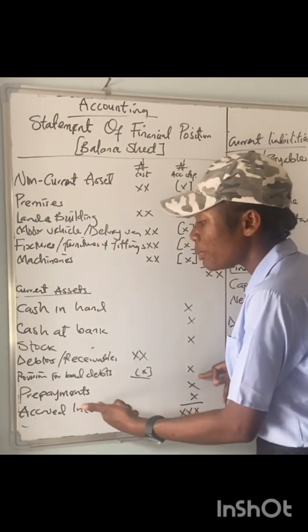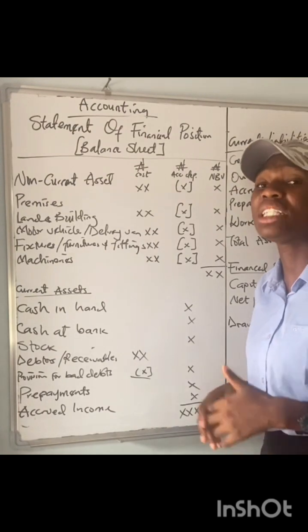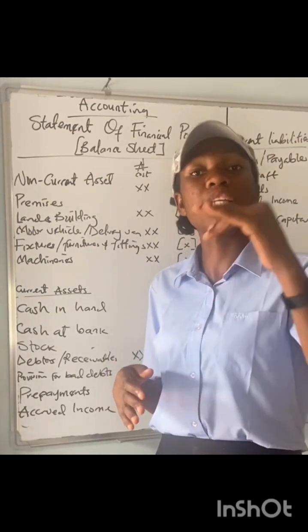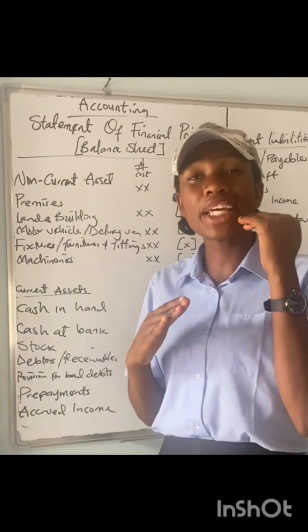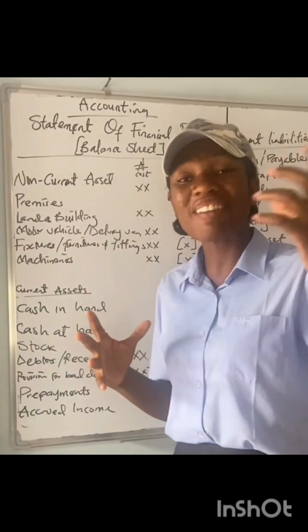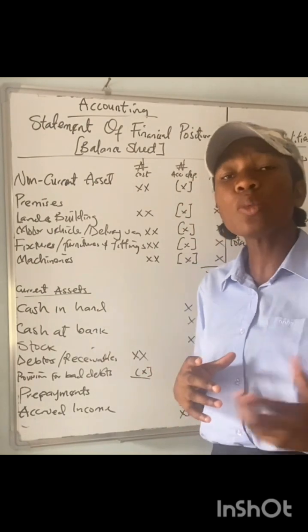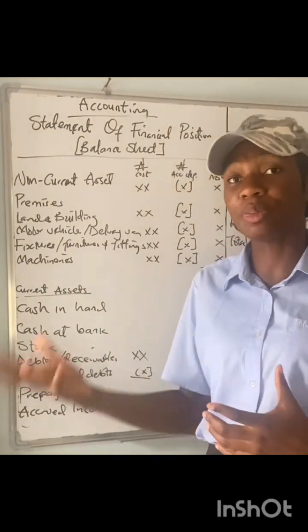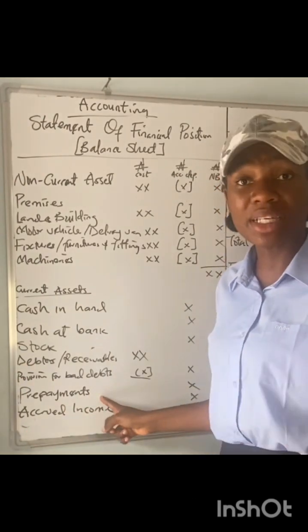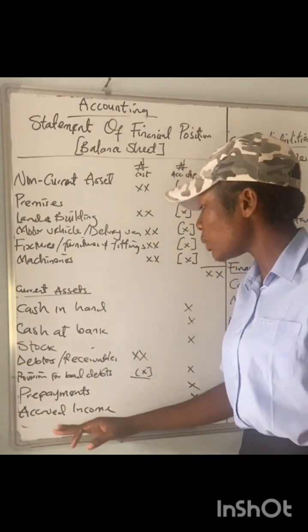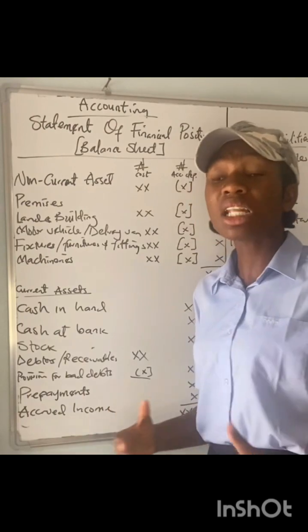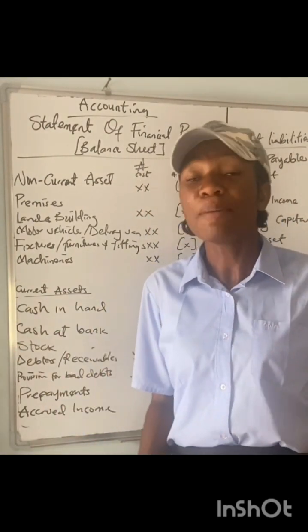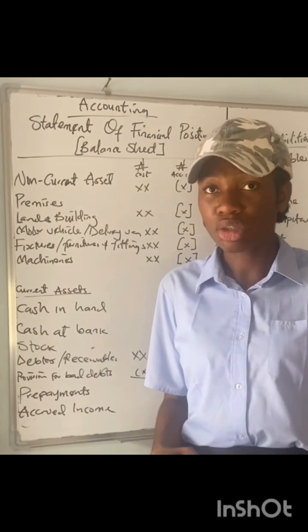And then our prepayment. The prepayment refers to expenses that are not yet due, but we already paid for them. That means it's not yet time to pay, but we have paid ahead. The amount that was paid ahead of the year is what you call the prepayment, prepaid expenses or prepayments. And then we have the accrued income. The accrued income means this income is due to the business, but it has not yet been received.